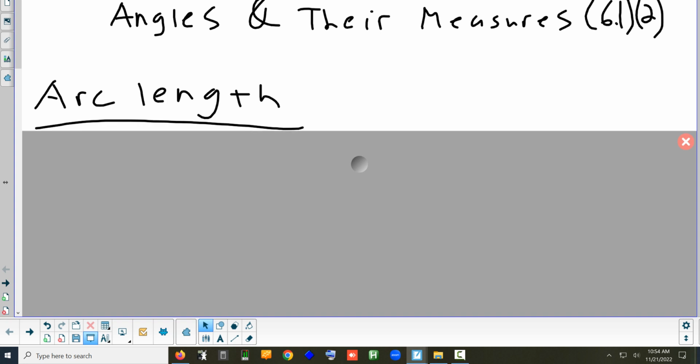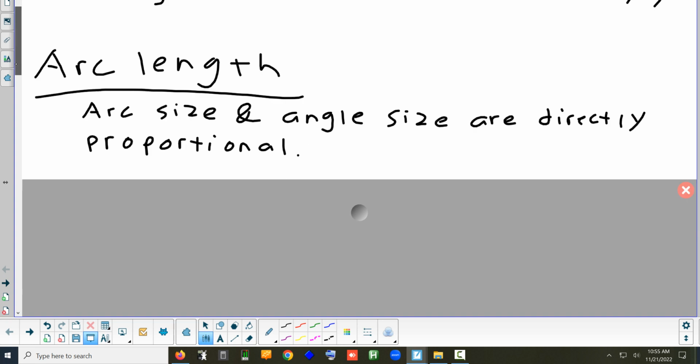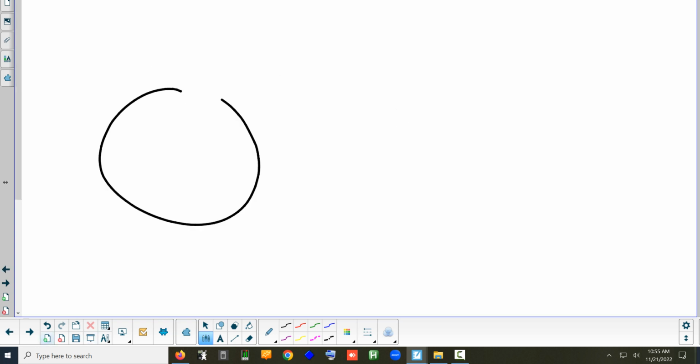So first thing we're going to look at is arc length. So arc length basically measures how long part of the circumference of a circle is. Okay, so when you're thinking about an arc, it is a part of the circle. And when you draw an arc, the way it's made is you put an angle inside a circle, like this, and the two rays of the angle come out and hit the edge of the circle in two spots. If you connect those two spots, you get an arc.